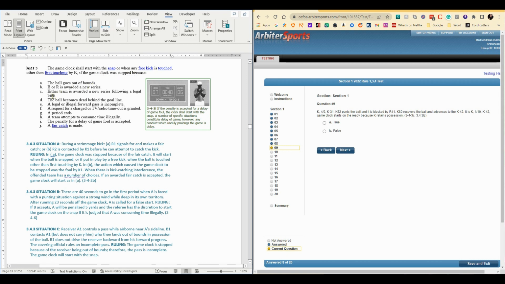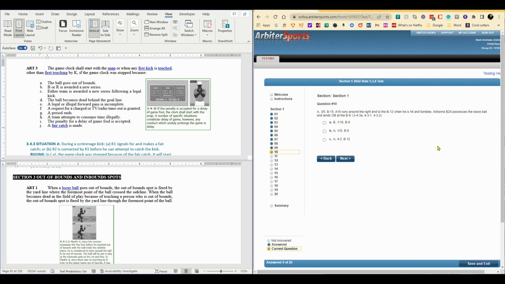And C tells us either team is awarded a new series following a legal kick. So we had 4th and 9. They had to get the line to gain was the 40. K got it to the 42, so they got a first down. We have a legal kick. So the clock is going to start on the snap, not on the ready. So this is false.